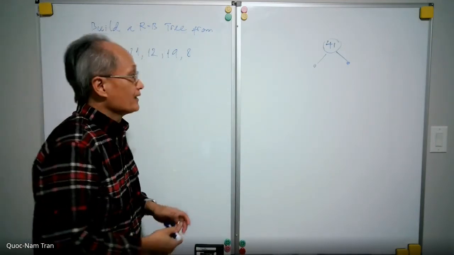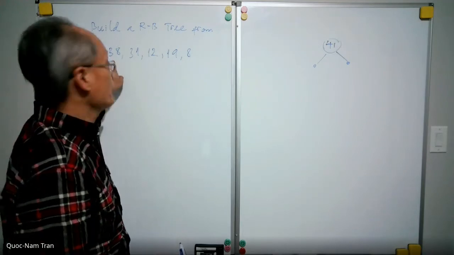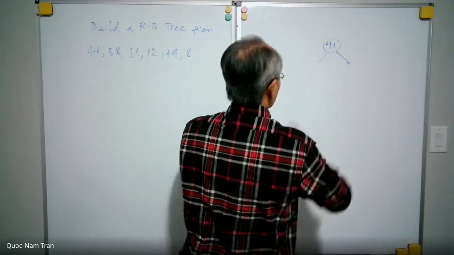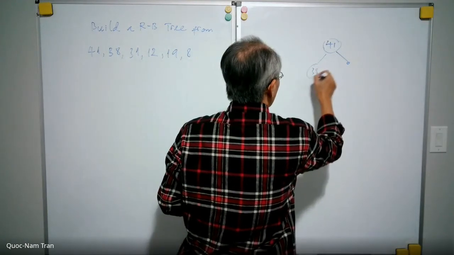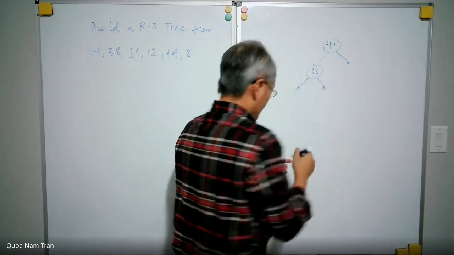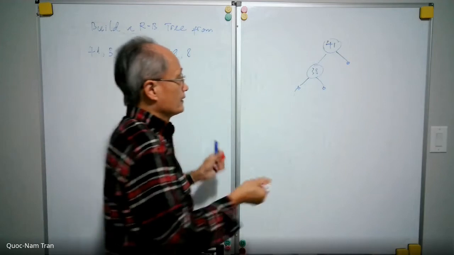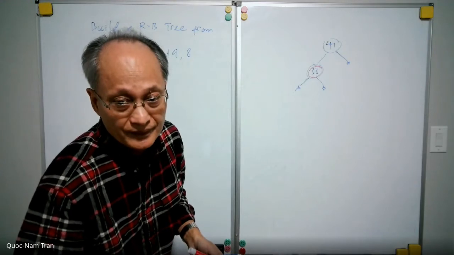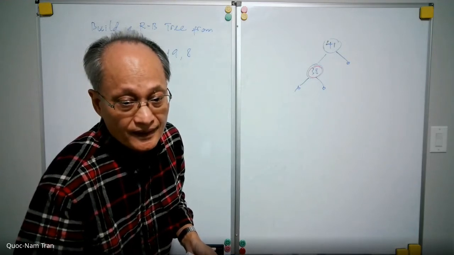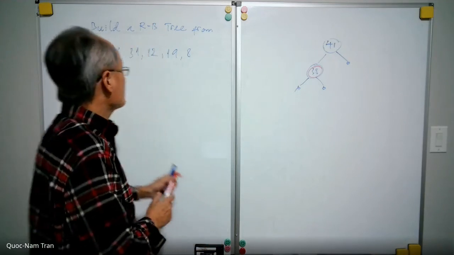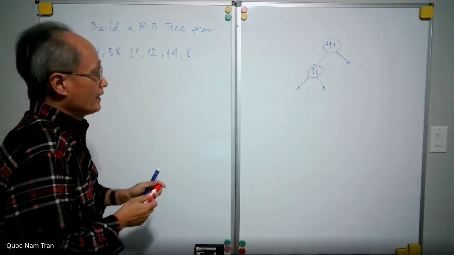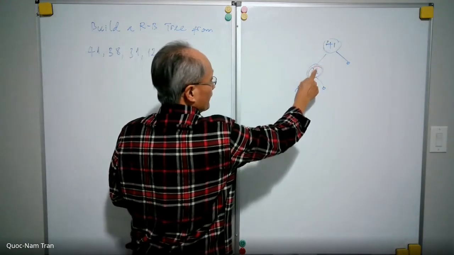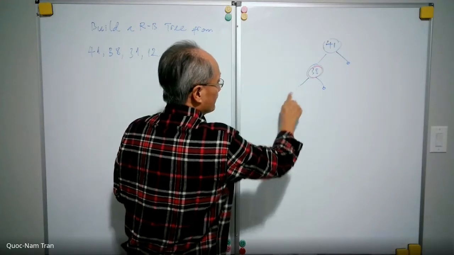Okay. Now, insert 38. We would have to insert it on the left of 41, right? So we have 38 here. And we color it red. So we have a red-black tree. Perfect. Okay. All right. So now we insert 31. How can we insert 31? Compare, go to the left, 31 here, right?